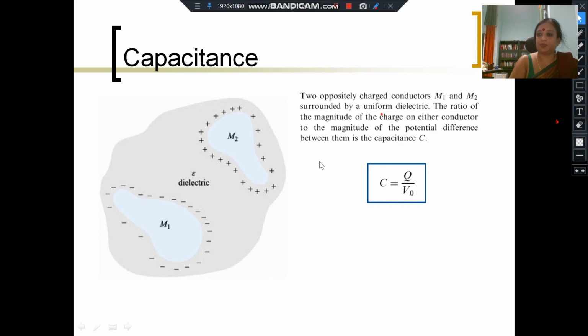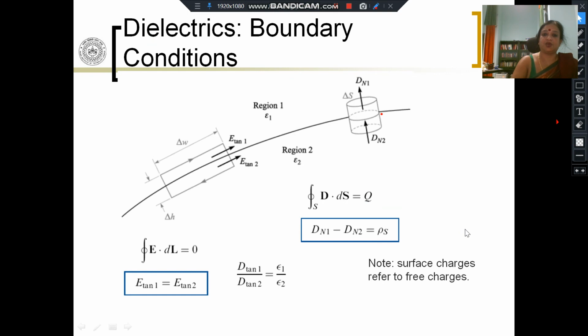So when we talk about dielectrics, we're essentially talking about a material which does not allow current to flow through. So suppose you have two oppositely charged conductors, M1 and M2, and they are separated by a uniform dielectric. Then we can talk about the capacitance of this dielectric. The ratio of the magnitude of charge on either conductor to the magnitude of the potential difference between them is the capacitance. C is equal to Q by V naught.